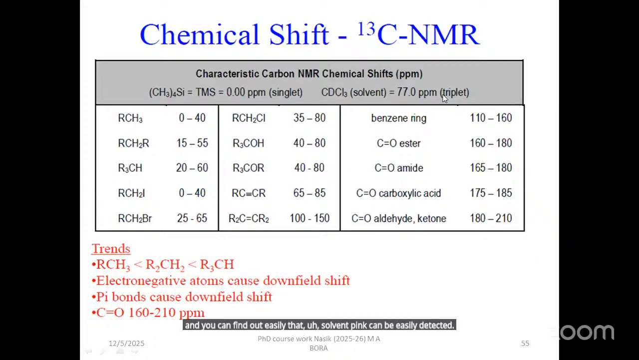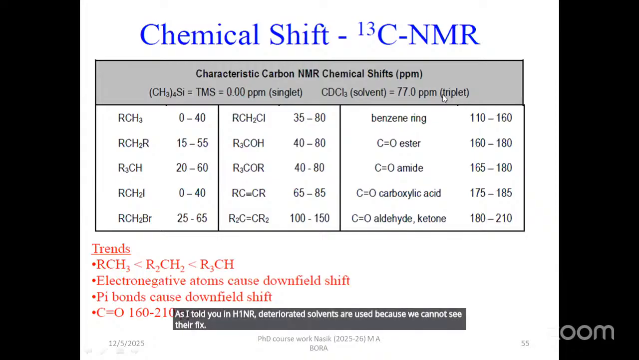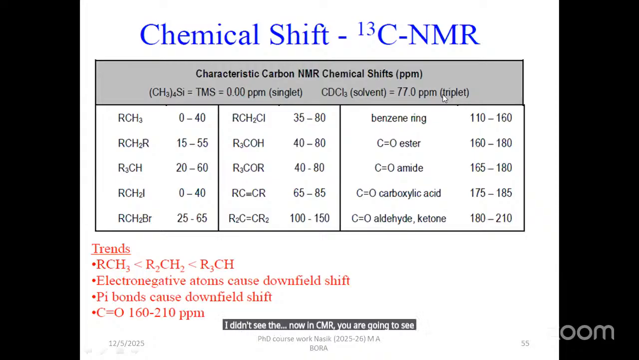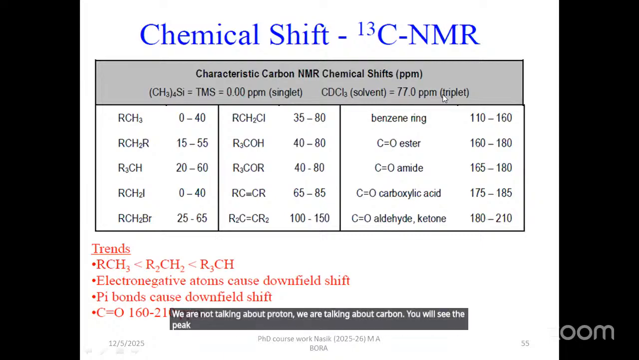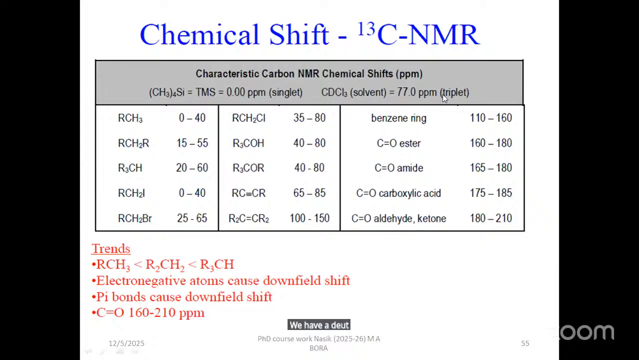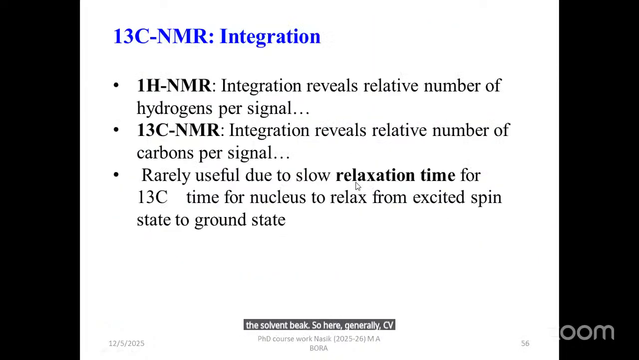As I told you, in H1 NMR deuterated solvents are used because we cannot see their peaks. But in CMR you are going to see a peak because we are not talking about protons, we are talking about carbon. This peak will be totally different from other peaks because here we have a deuterium. 2nI plus 1 is the formula to find the splitting pattern. I value is 1, so 2 into 1 plus 1, 3 lines, a triplet of equal intensity, 1 is to 1 is to 1, will be seen. And at 77 you can easily distinguish the solvent peak. So generally CDCl3 is used as a solvent.